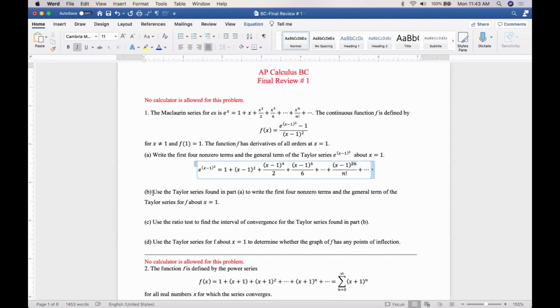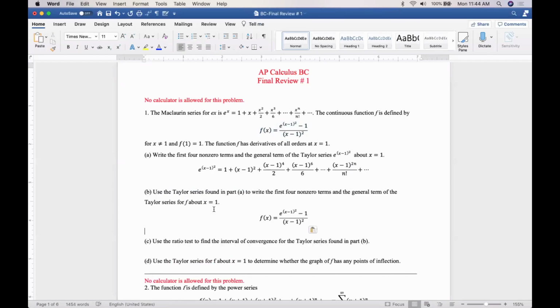Part B, use the Taylor series found in part A, that one that we found in part A. Write the first 4 non-zero terms and the general term of the Taylor series for f about x equal 1. Here's your f. Okay, we need to build f using this. What would I do to get this?